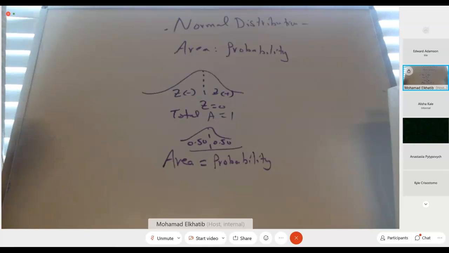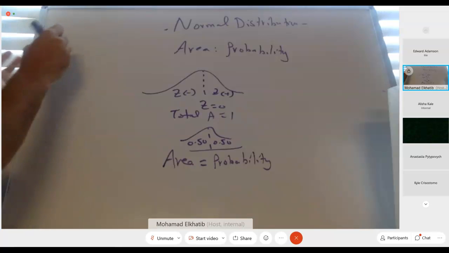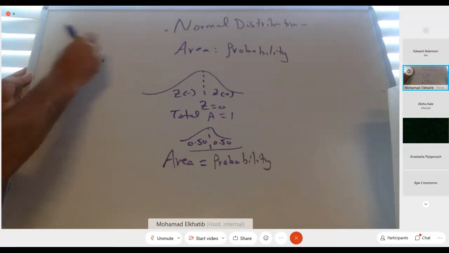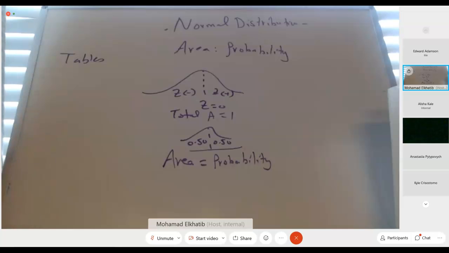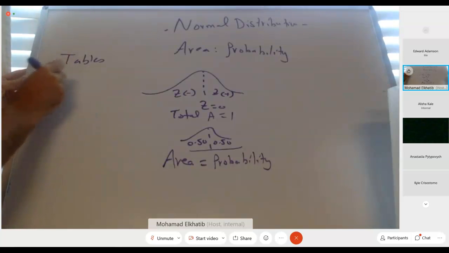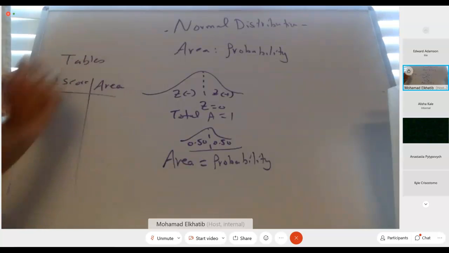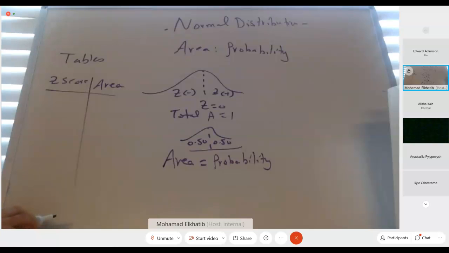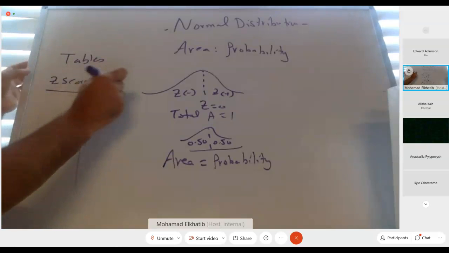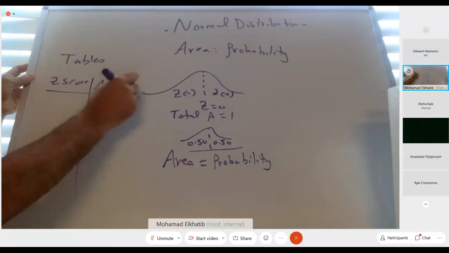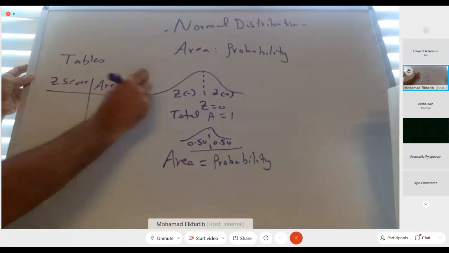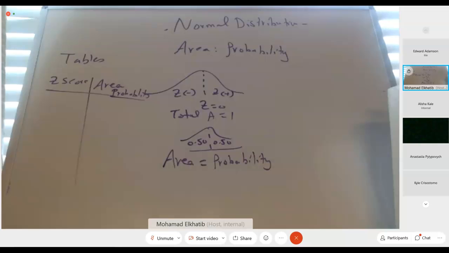Okay? All right. Now, if you click on tables in your homework, you're going to see Z score and you see the area here. So you really need to have that table there. So if you know the Z score, you know the area. What do you mean by area again? It's probability. So this table will tell you how much of that shaded part it is.